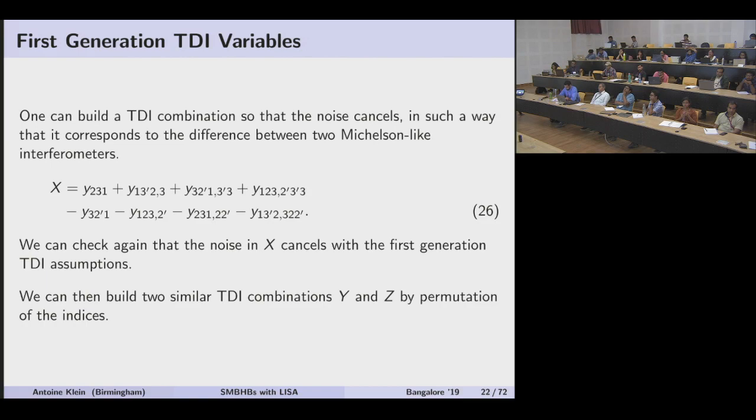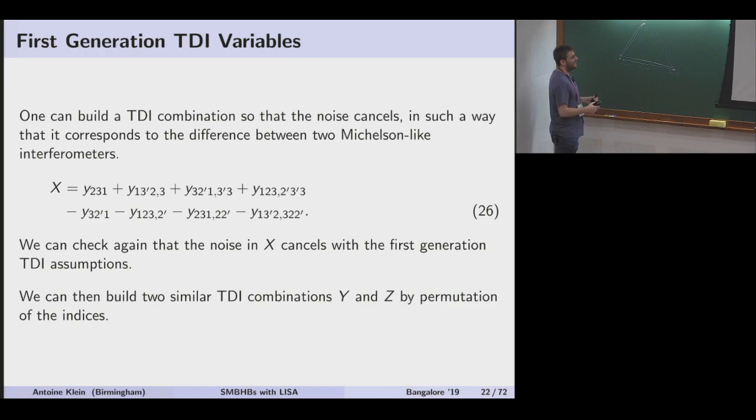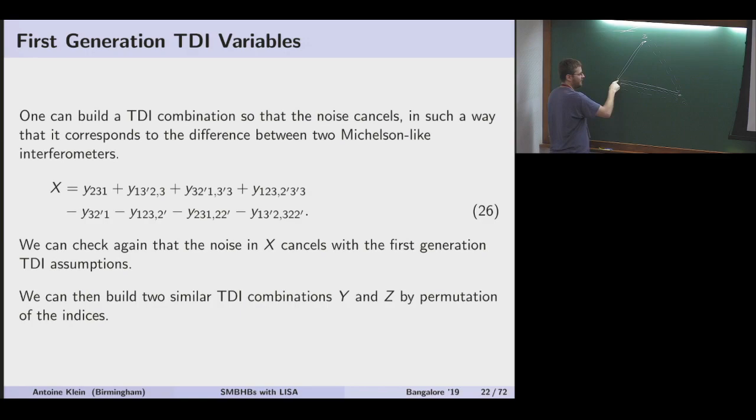So if we use the same combinations as we had previously, the laser phase noise will no longer cancel because the travel time for this path will be different from the travel time from this path because the arms are not equal. But we can use a slightly more complicated combination like this.